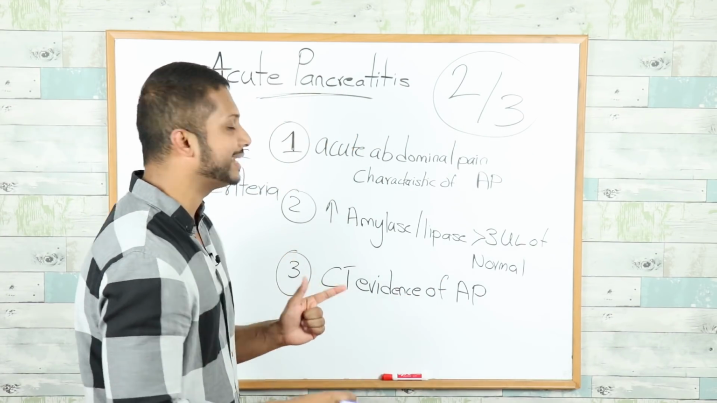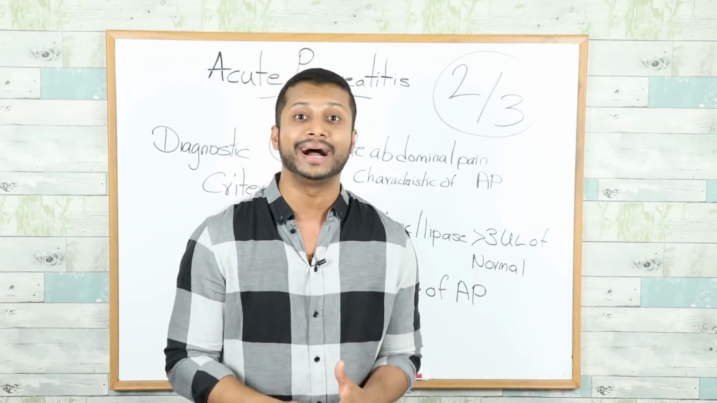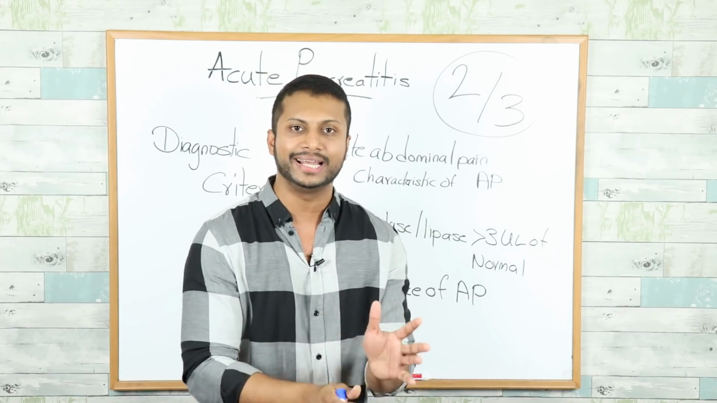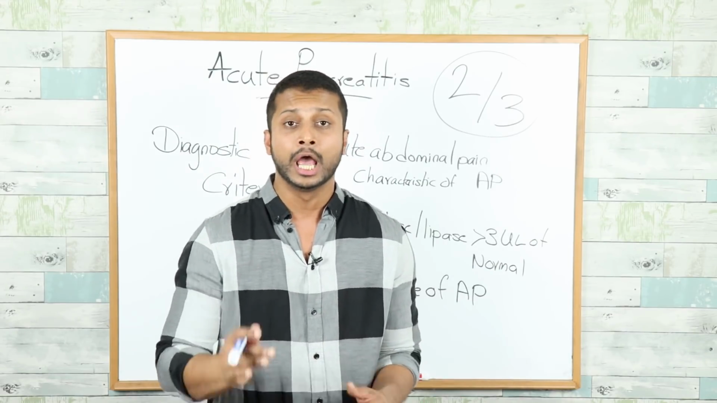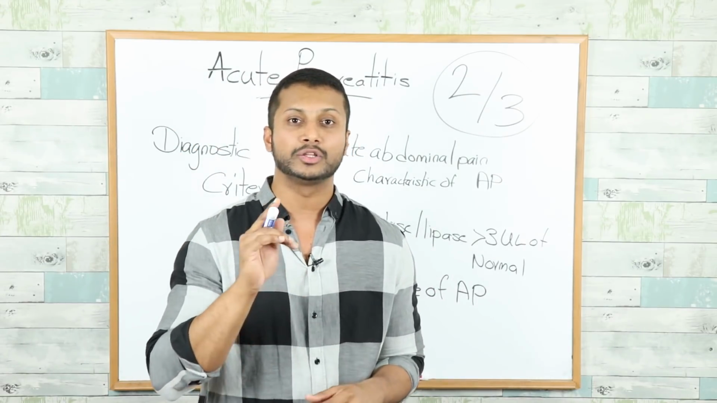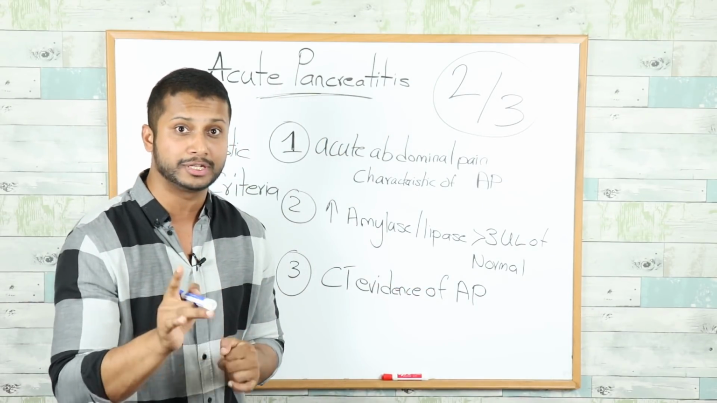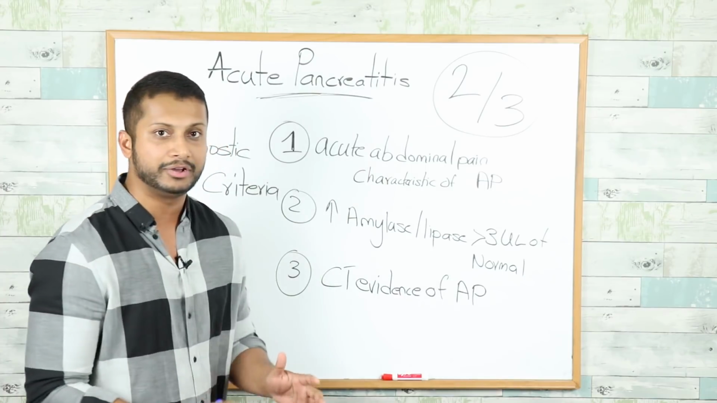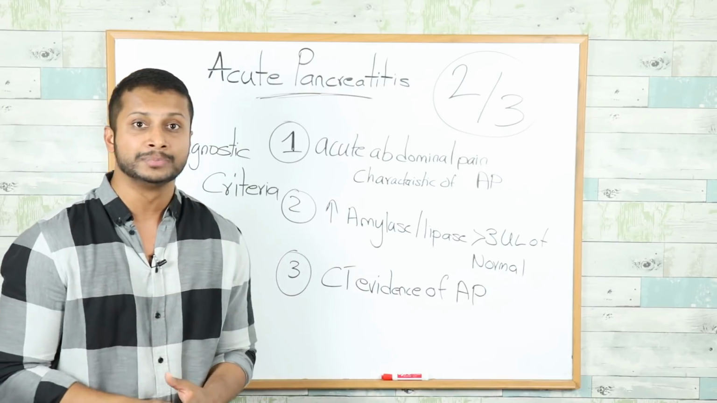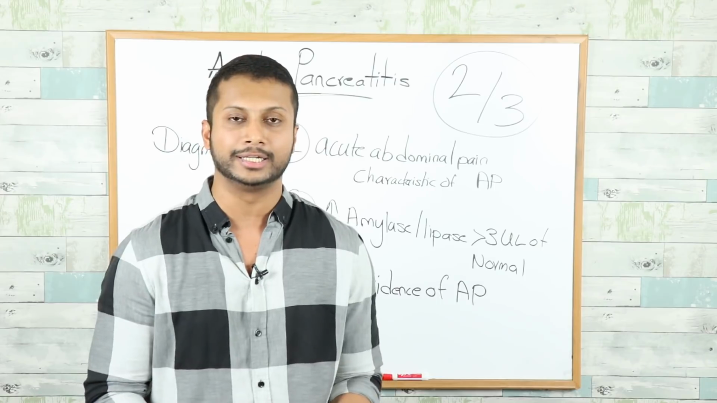Point number 2 is elevated enzymes. The enzymes you're specifically going to look for are amylase and lipase. Which one is specific, guys? It's going to be lipase, all right? Amylase is non-specific, but you can still look for it. However, you're going to look for amylase or lipase, and you need it to be more than 3 times the upper limit of normal. Just a mild elevation does not meet the criteria. Number 3 is going to be CT evidence of acute pancreatitis. So a CAT scan may show evidence of acute pancreatitis.